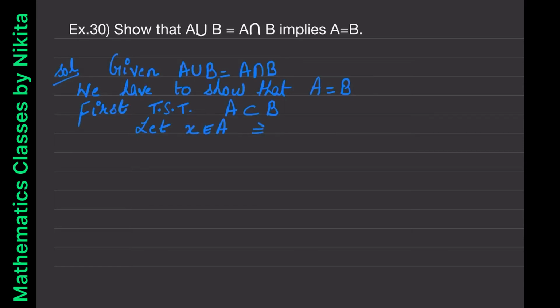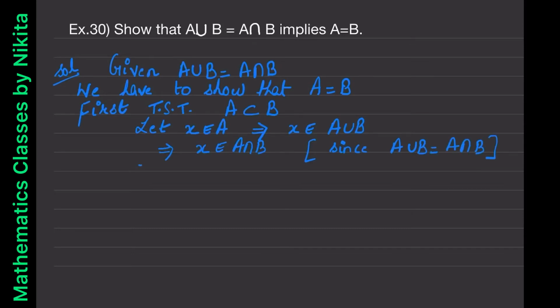Now if x belongs to A, can I say that x belongs to A union B? Because A union B contains all the elements that are in A, that are in B, and the common elements in both A and B. And this implies that x belongs to A intersection B. Why? Because it is given to me that A union B is equal to A intersection B.